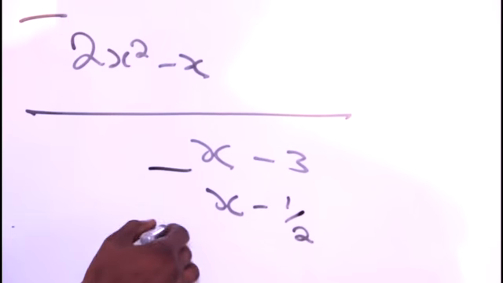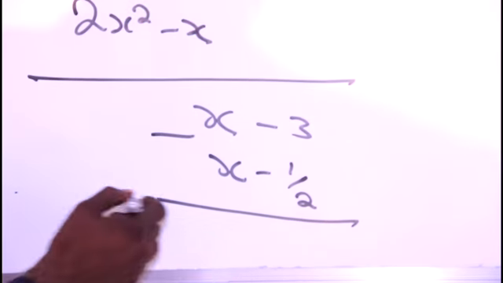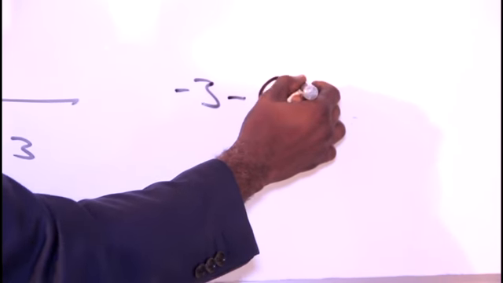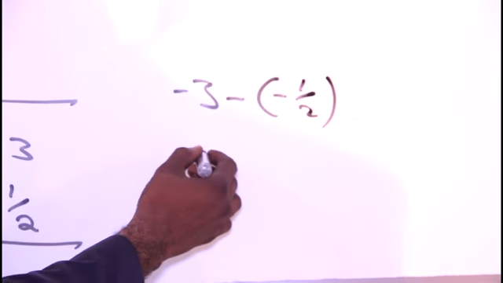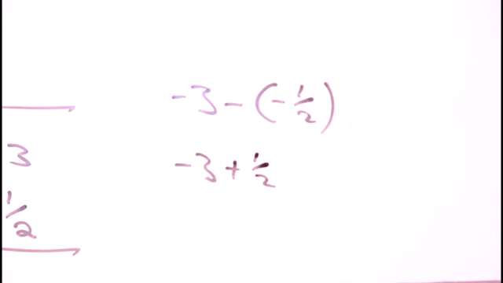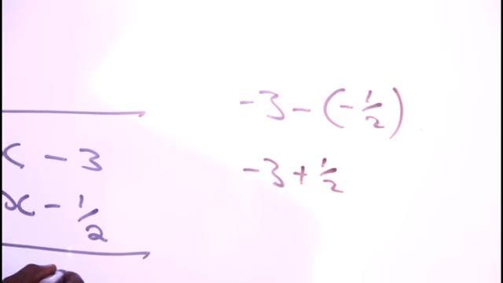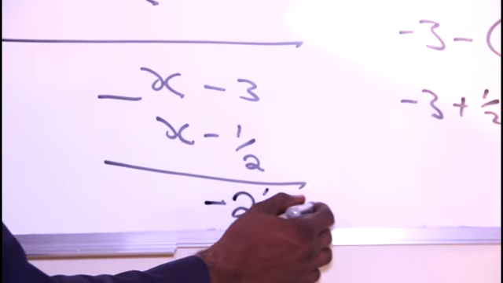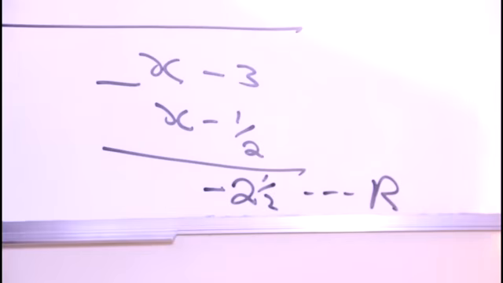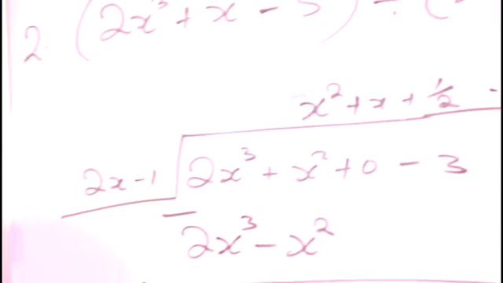So if we work this out, we are finding our difference. This will go, x minus x will be 0. So we will end up having, in our rough form, minus 3 minus 1 over 2. So that will give us minus 3 plus 1 over 2. Now minus 3 plus 1 over 2 will give us minus 2 and 1 over 2. So this is our remainder. And this is our quotient. This is our divisor. Very simple.